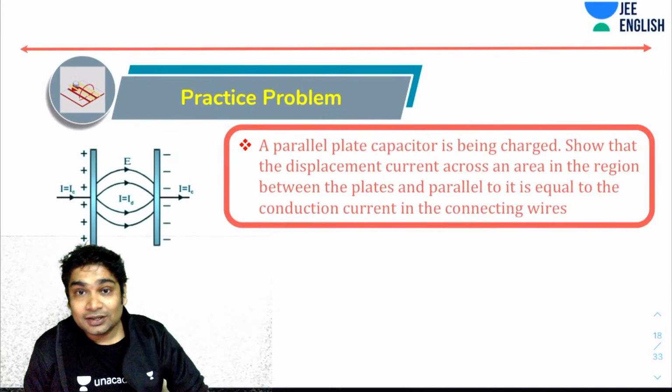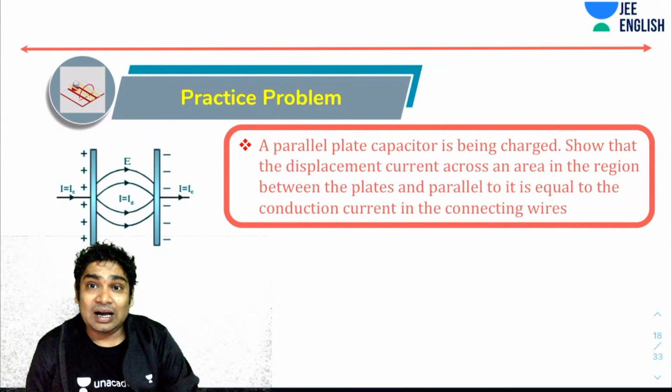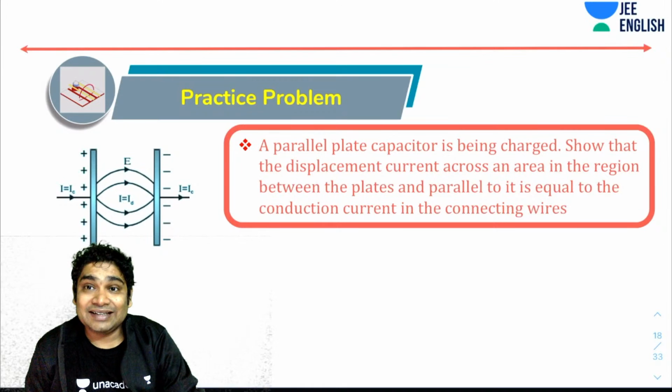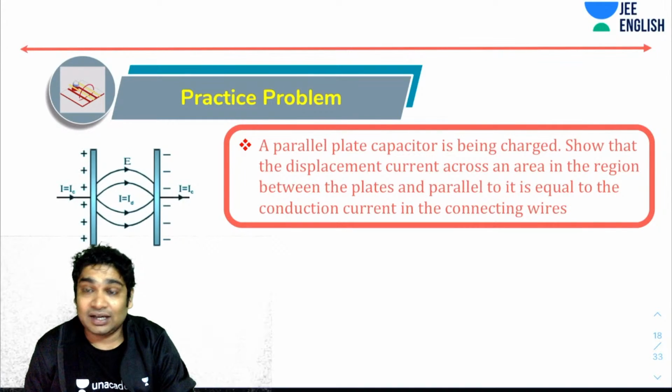Take care. Now, why don't we practice a problem? Here you've been told a parallel plate capacitor is being charged. You have to show that the displacement current across an area in the region between the plates and parallel to it is equal to the conduction current in the wires. So how do you show that? I think we already proved that, right?